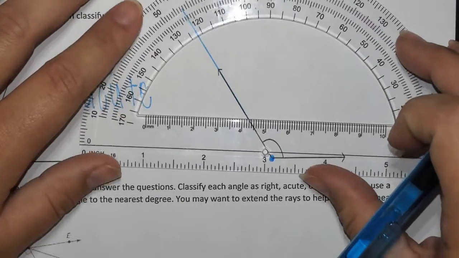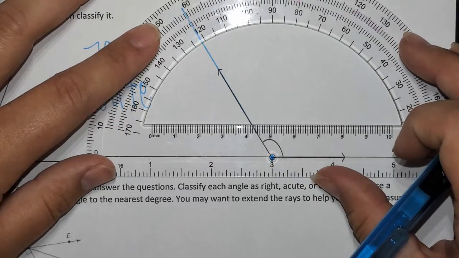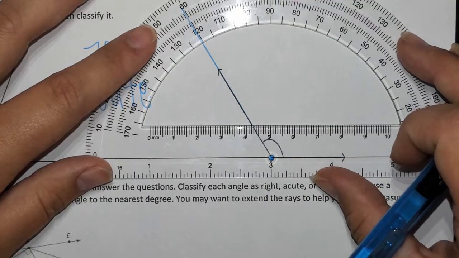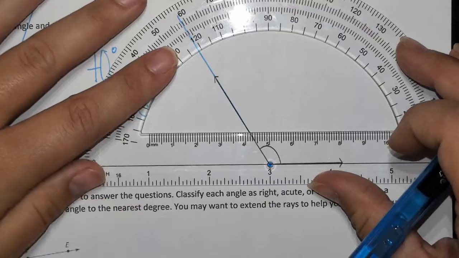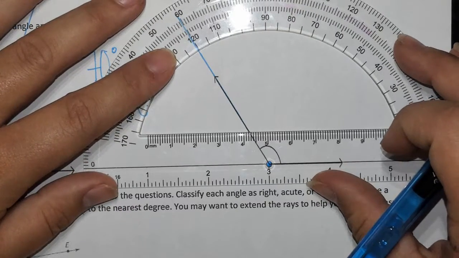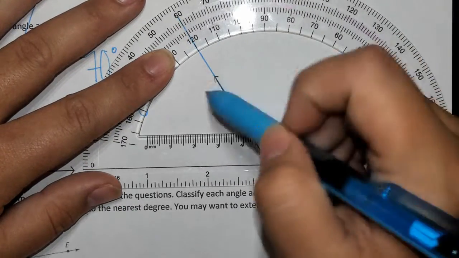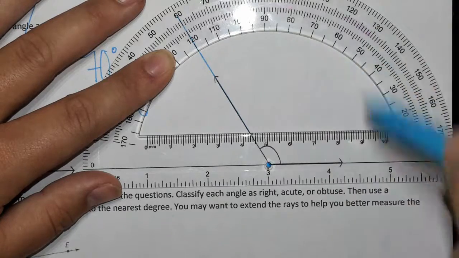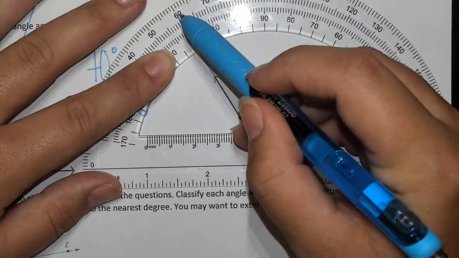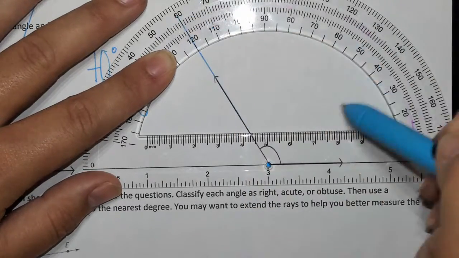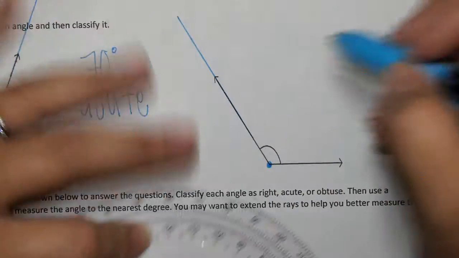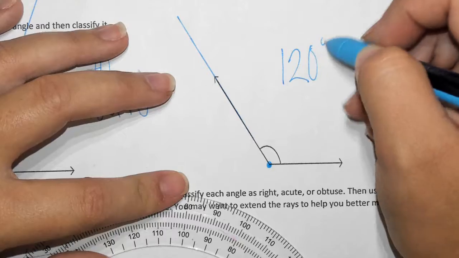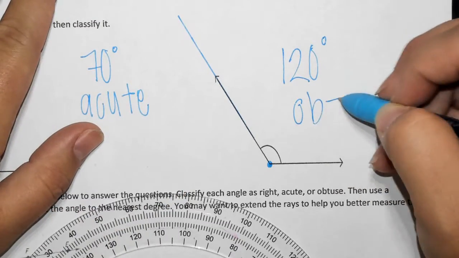Okay, again, vertex in the middle, line it up. What do you think? Now, how do I know if I'm reading the bottom or the top numbers? What kind of angle is this? Obtuse. The top number says 60. Could this be 60 degrees? No. You just got to use common sense, okay? So, it's approximately 120 degrees, and it is obtuse.